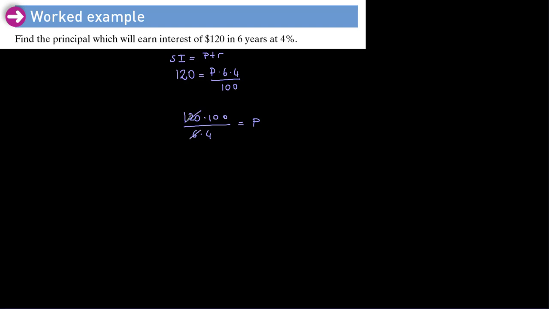6 and 120, if you simplify, this is going to be equal to 20, and this is going to be equal to 1, and here 100 and 4, if you simplify, this is going to be equal to 25, and this is going to be equal to 1 again, and 20 times 25 should be equal to 500. So I'm going to write the result here. The result should be equal to 500, and this is the end of our video.